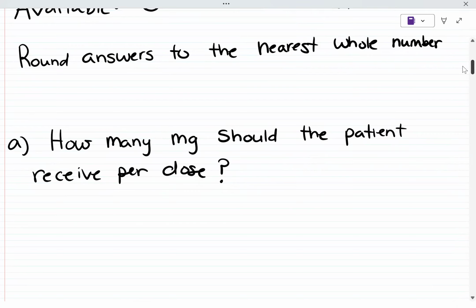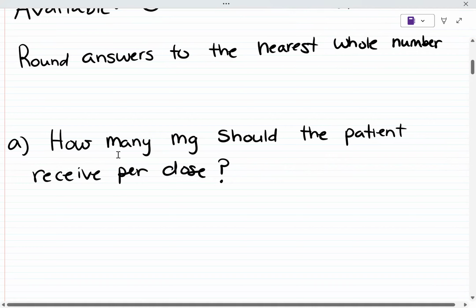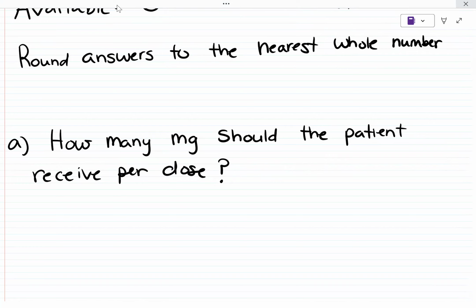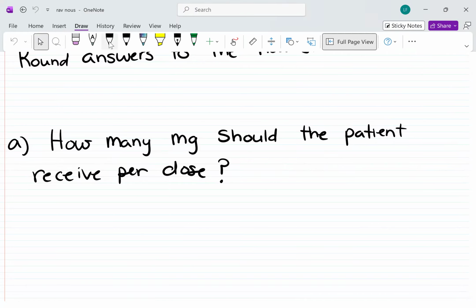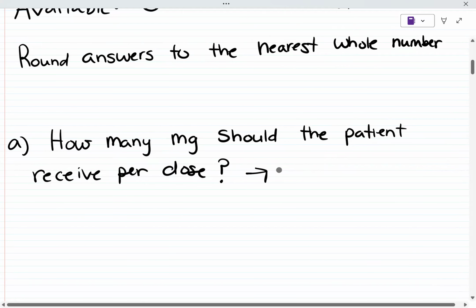When you look at your questions, this is how you know your answer is correct: figure out what their final unit is. It says how many milligrams, so our final unit should be in milligrams, right? How many milligrams should the patient receive? So our final answer has to be in milligrams.